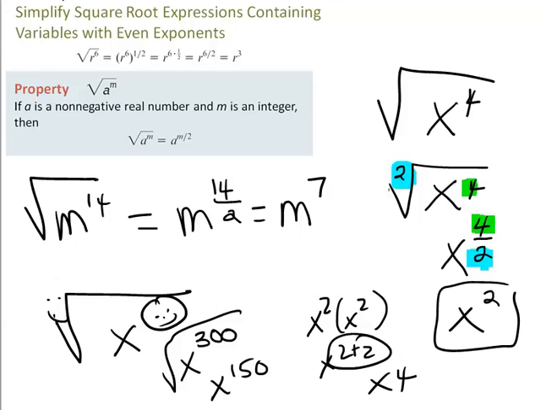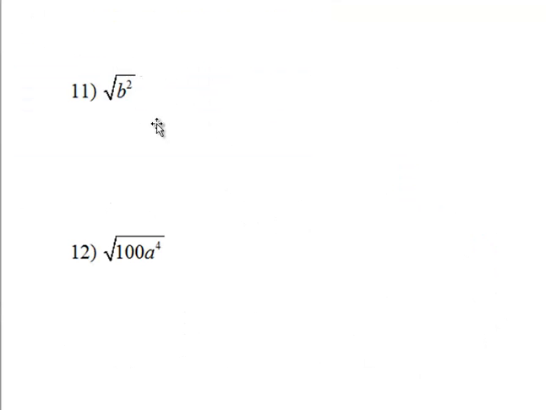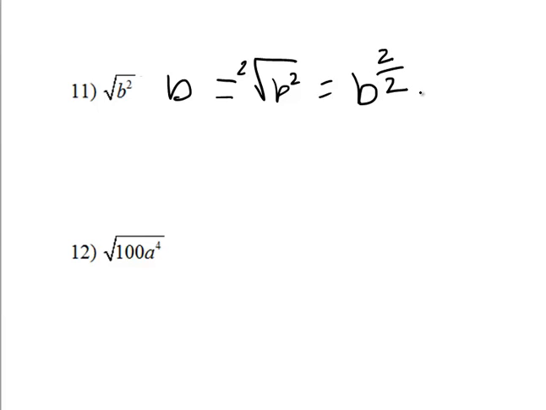Let's take a look at a couple of examples here. Oh, this one's pretty simple. I think you can do that in your head. The square root of b squared is b. Because if I do it the long way, I have the secret 2 there. That's the same as b to the 2 over 2, which is b to the 1, which is b.